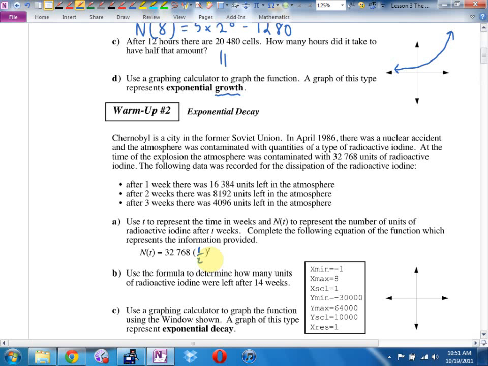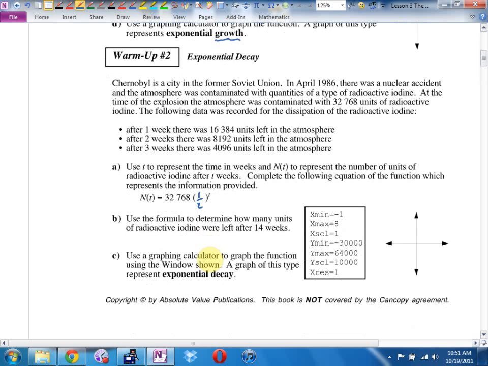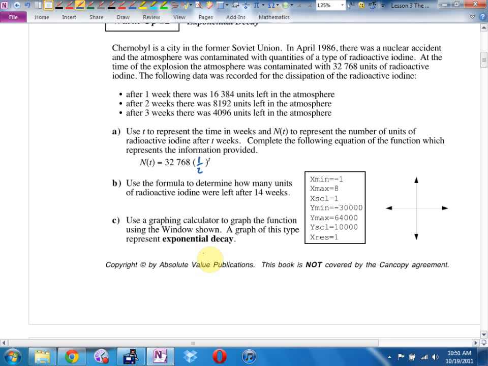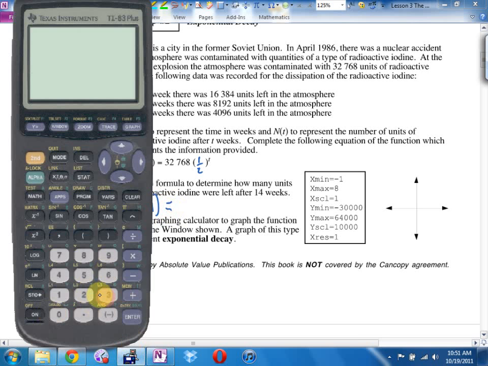Says, use the formula to determine how many units of radioactive iodine were left after 14 weeks. They want me to find N of 14. I'm going to go 30. Oh, turn my calculator on. Clear, clear, clear to get out of the graph menu. 32,768 times bracket 1/2 close bracket to the power of 14.